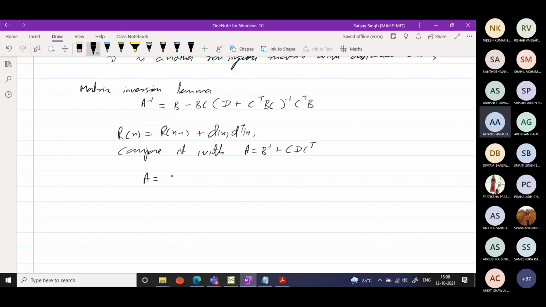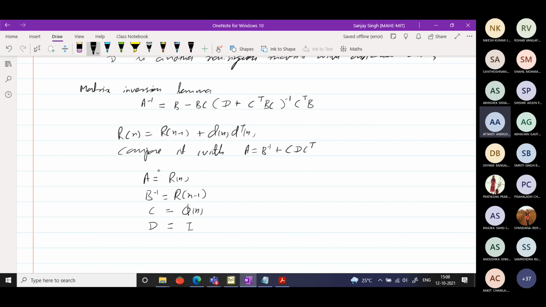So A is equal to R of n, B inverse is equal to R n minus 1, C. When you compare here and here, can you tell me what is C and what is D? What is C and what is D? So C is nothing but phi of n, because phi of n and phi t. Obviously, D is, you can write I or 1, right?